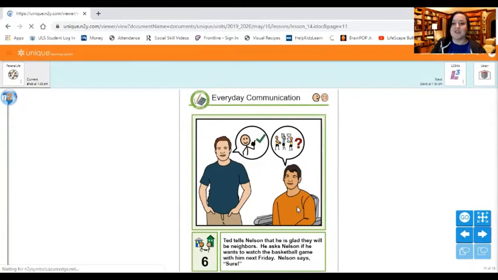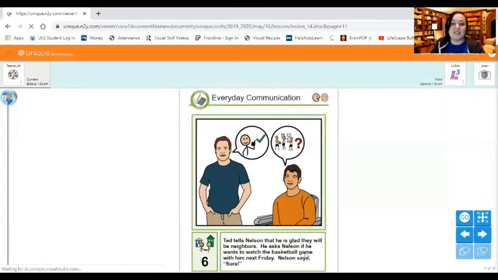Now Ted tells Nelson he is glad they will be neighbors. So he listened to Nelson and then he responded. He asked another question. So he listened, he responded, and asked Nelson another question to keep the conversation going. Are those good communication skills? Yeah, good job, Ted. Way to keep it going.